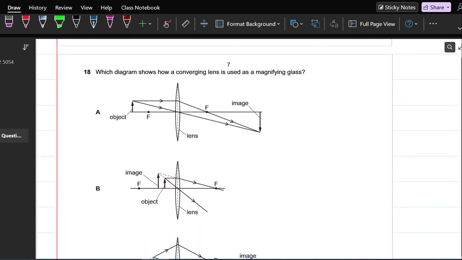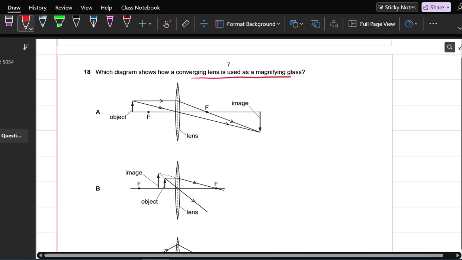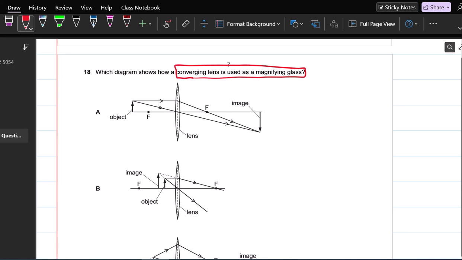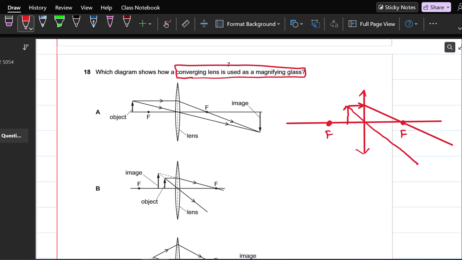Which diagram shows how a converging lens is used as a magnifying glass? I have told you, in a magnifying glass, suppose this is a lens. This is the principal axis. Here we have F, the principal focus. Two principal focus points are mentioned here. The object will be somewhere here. One ray is going to pass from the center of the lens every time. One is going to be like this, and then it is going to pass through F. They are not meeting each other, so we have to extend them behind the lens. We have to see such a diagram here.